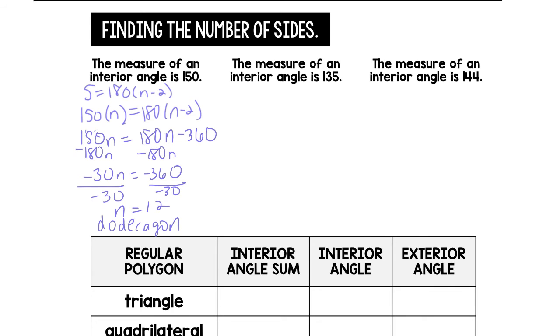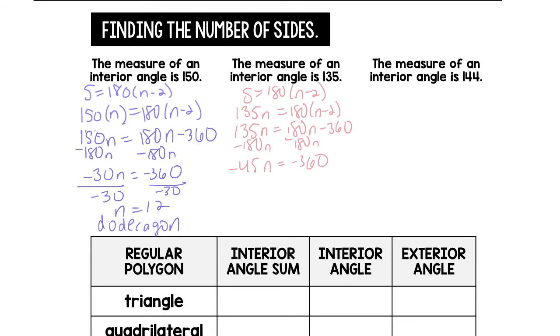If we're given the measure of an interior angle is 135, same idea. We use the n minus 2 again, but now we've got 135n equals 180 times n minus 2. We distribute again. 135n is 180n minus 360. We can subtract 180n from each side and get negative 45n is negative 360. Divide by negative 45, and n is 8, which gives us an octagon.